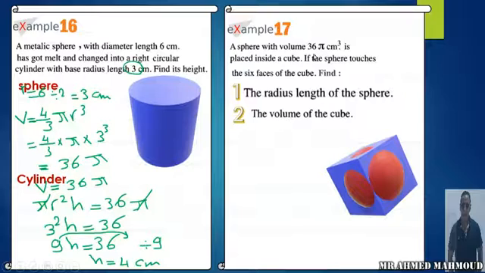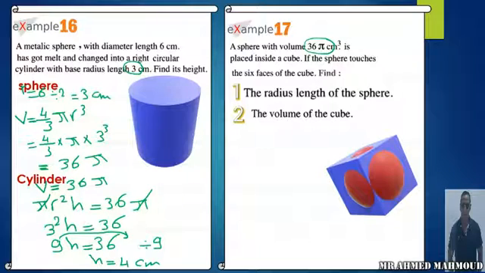By using this volume, we can find the radius of the sphere. Why do we need the radius of the sphere? Because if we get the radius of the sphere, we can find the diameter, and the diameter gives me the side length of the cube. Because the sphere here touches the cube from both sides, its diameter is exactly the same as the side length of the cube.